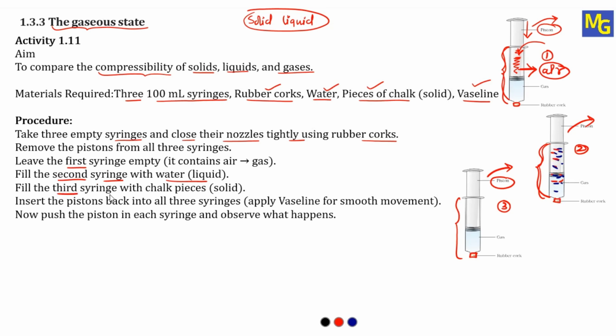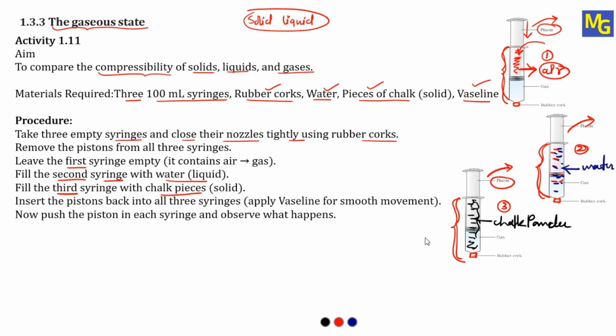Now fill the third syringe with chalk pieces, that is, solid. In this third syringe, whatever portion you can see here with the curly bracket, this whole portion we are going to fill with chalk powder. So I am filling this with chalk powder. See here, I'll write here chalk powder. And this is water. I'll write it all here.